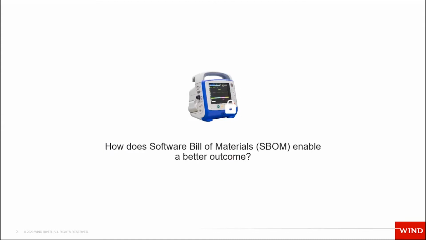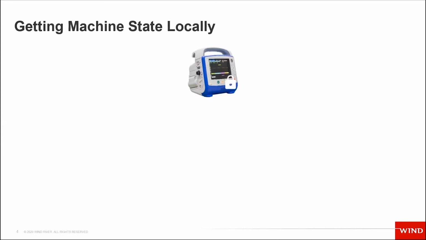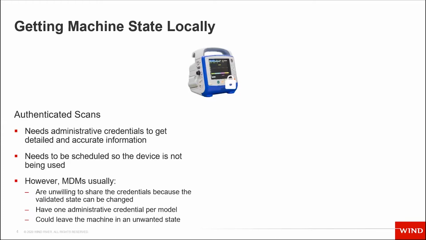So how does a software bill of material enable better outcomes? So first, let's get the machine state locally. We can do that in two ways. One is authenticated scans. To do an authenticated scan, the HDO needs the administrative credentials to get detailed and accurate information. The authenticated scan needs to be scheduled so the device is not being used, and therefore it has to be taken out of operation mode.